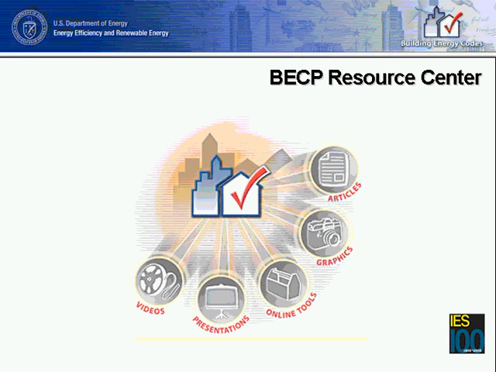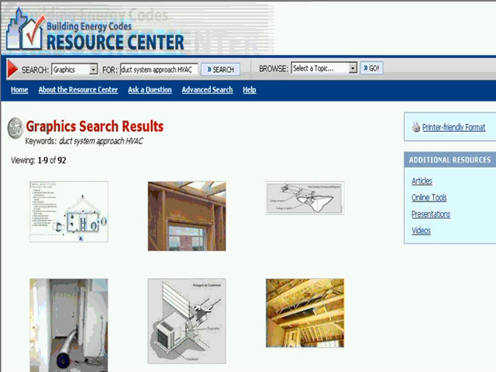As an example of resource center capability, this is one search that was done on the Resource Center, just in the graphics area and just for whole system approach HVAC. And as you see, there are 92 different graphics out there available on different portions of that subject that you might find useful. That's the basics of what's on the Resource Center.